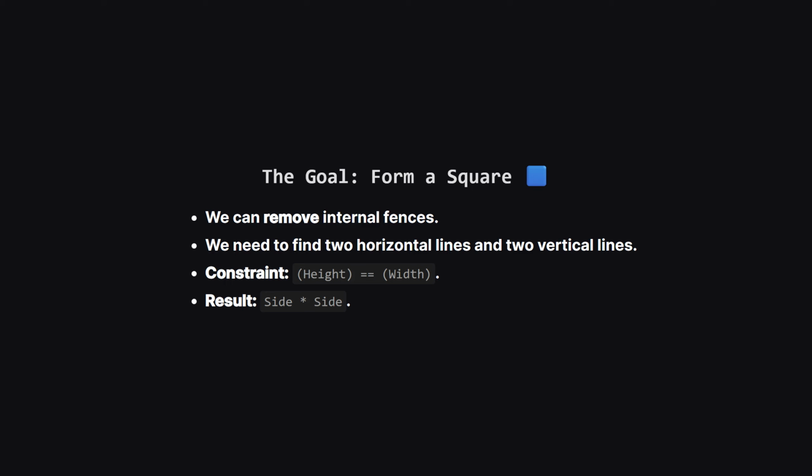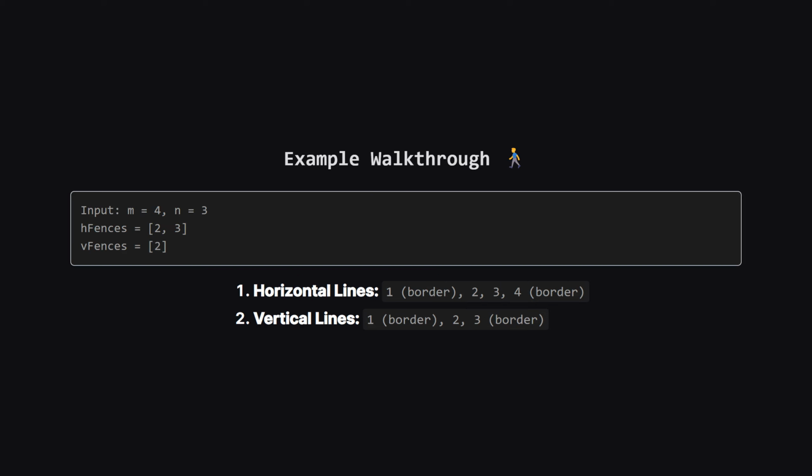So what are we actually looking for? We need to pick 2 horizontal lines to form the top and bottom of our square, and 2 vertical lines to form the left and right sides. The distance between the horizontal lines gives us the height, and the distance between the vertical lines gives us the width. Since we want a square, this height must exactly equal the width. We want to maximize this side length. Essentially, we are looking for a gap size that exists in both the horizontal fence layout and the vertical fence layout. Let's walk through an example to make this concrete.